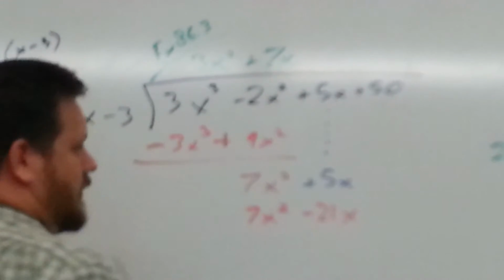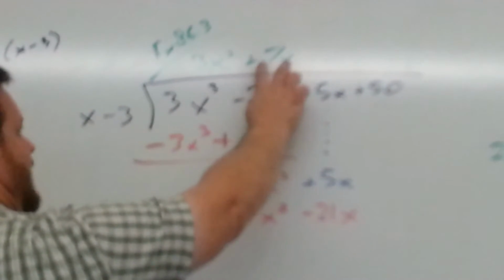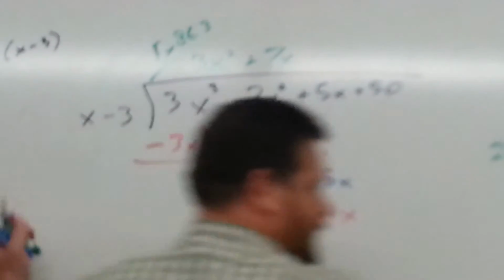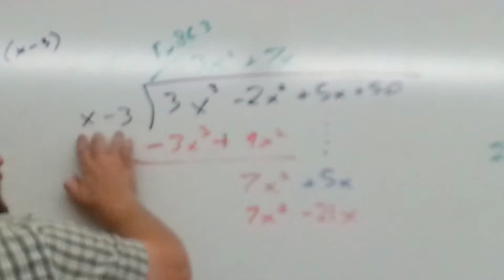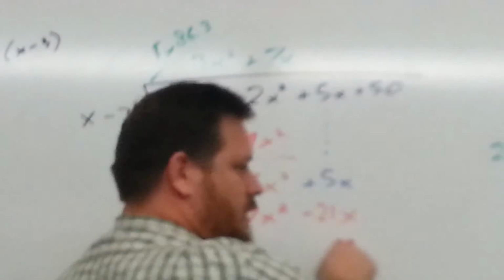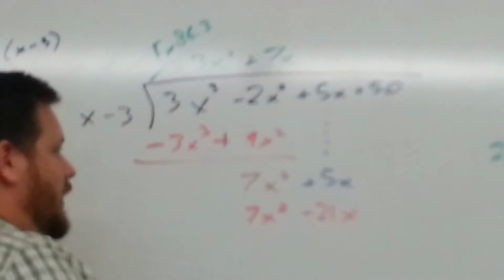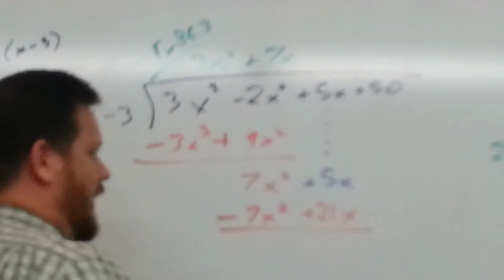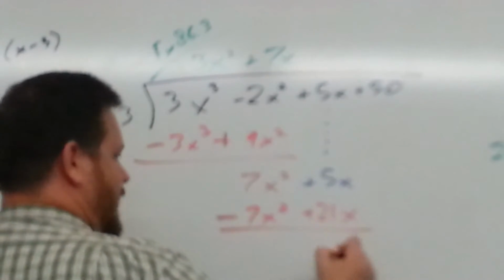But now you have to change the sign. 7x times this is this, and we need to change the sign. Now I'm going to subtract. I've got to make sure I pay attention and change both signs. So this goes away. We've got 5x plus 21x, 26x.